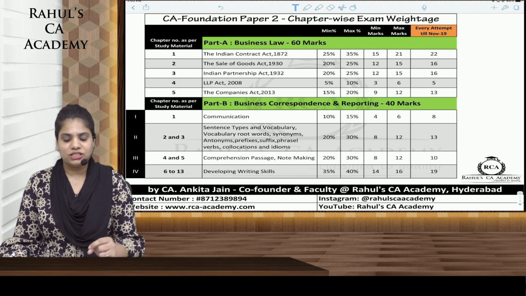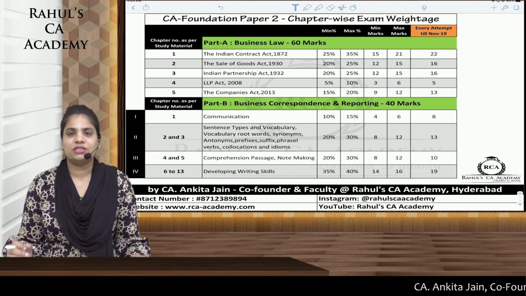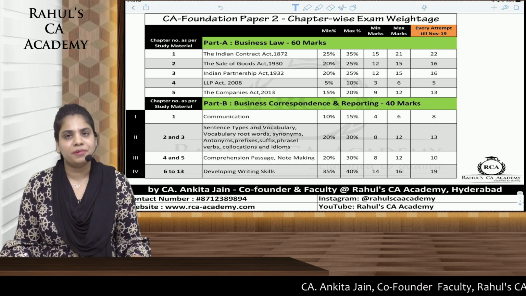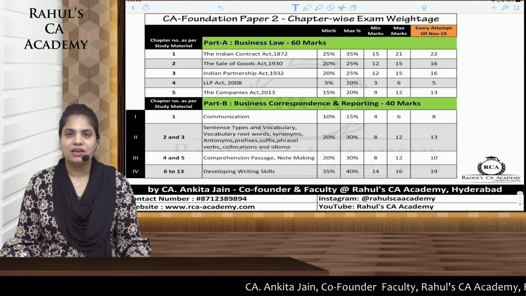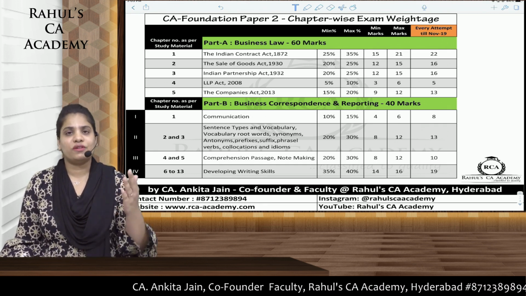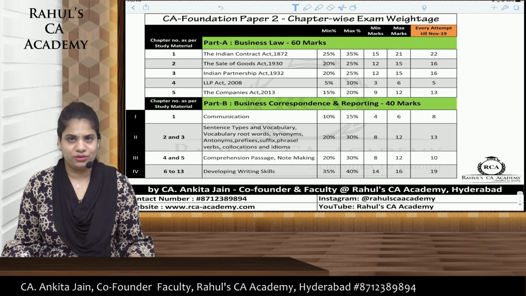Contract Act has been coming for 22 marks. Sale of Goods and Partnership are for 16 marks each. LLP is for 5 marks and Companies Act is for 13 marks. The total of this comes to 72. Now this weightage is for all the questions. I have not decided or removed any particular question.